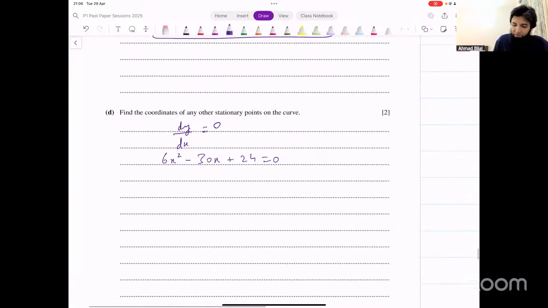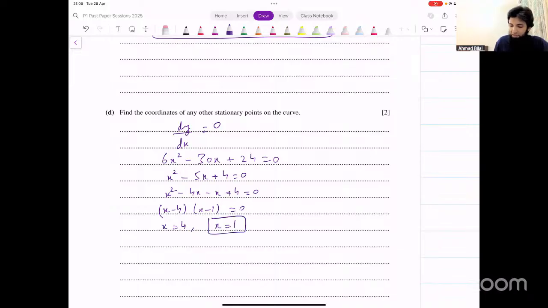You can simplify this, divide by 6, and that gives you x squared minus 5x plus 4 equal to 0. Can we factorize this? It becomes x squared minus 4x minus x plus 4 equal to 0. We get two factors from this, x minus 4 and x minus 1. So x equals 4 or x equals 1. x equals 4 was already given. So this is the other one.